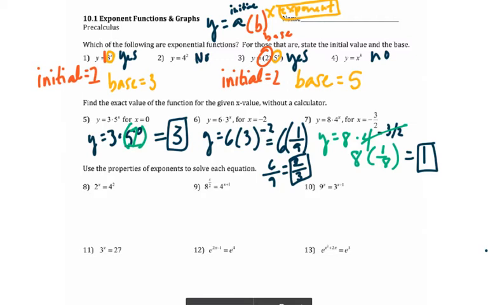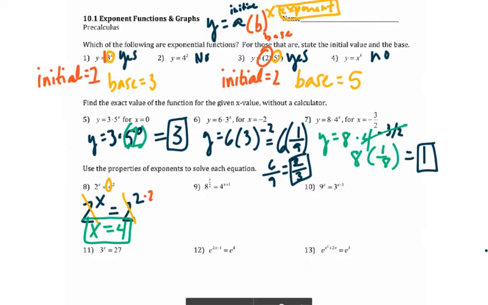Number 8, use the property of exponents to solve each equation. Easy. Property of exponents means the base has to be the same. So 2 to the x gets to stay 2 to the x. However, 4 doesn't get to be a 4. 4 is 2 squared because 2 squared is 4. There was a 2 up there, so that 2 has to stay there. Now, my bases will cancel because it's the same base. So that leaves me with x, an equal sign, and 2 times 2 is 4. So x equals 4.